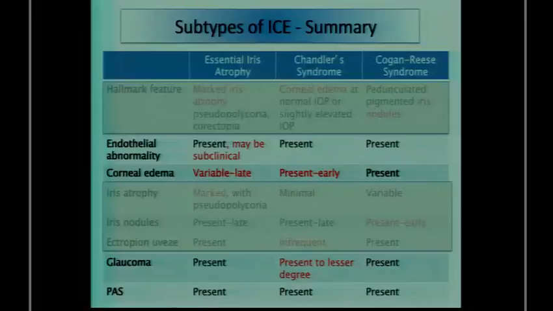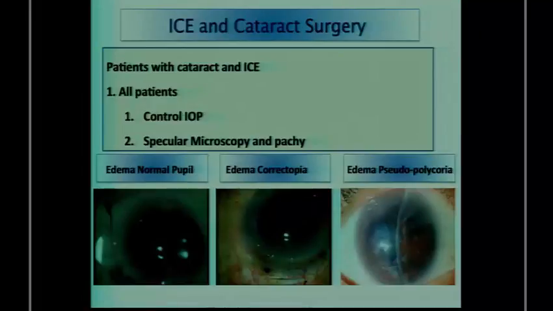If you look at the three different types that I showed you, you'll see that corneal endothelial involvement and corneal edema is invariably present in all these forms of ICE syndrome. So it's likely that as a corneal surgeon or a glaucoma surgeon, you're going to come across these patients. When you have to deal with these patients, there are three clinical scenarios, and I'll show you how we can deal with them individually.